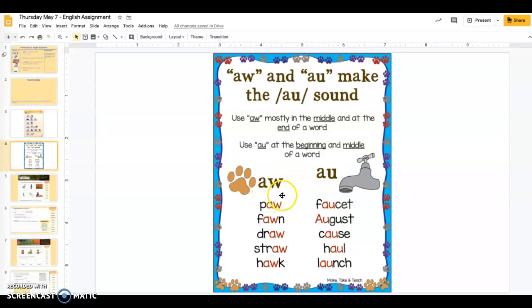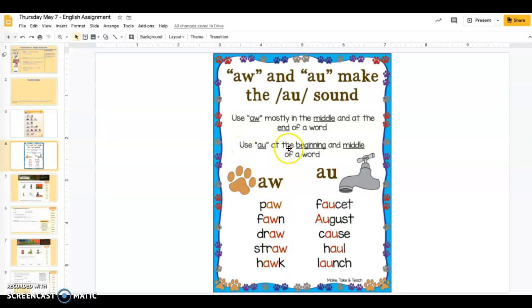Paw. Fawn. Draw, draw. Straw. Hawk. You can see the AW spelling pattern is always at the end or in the middle of the word.